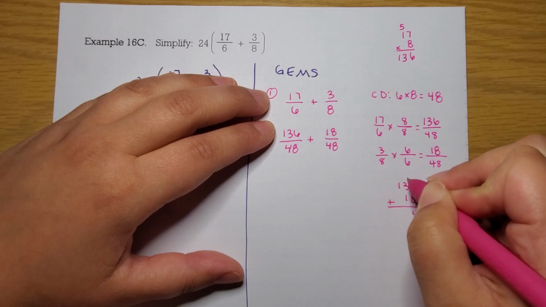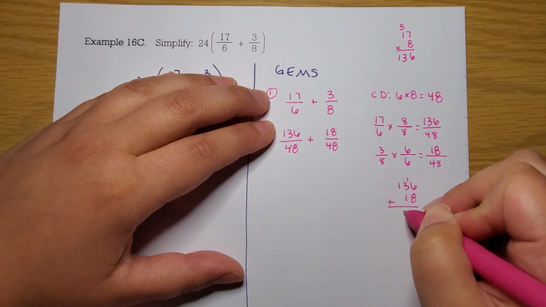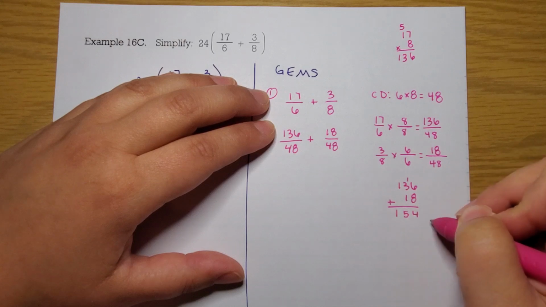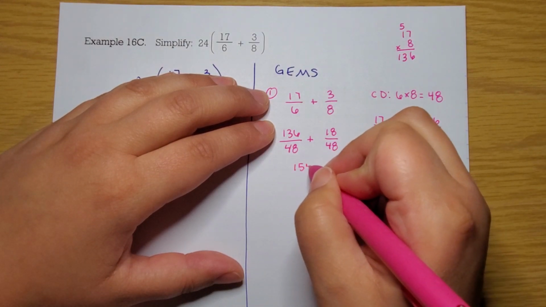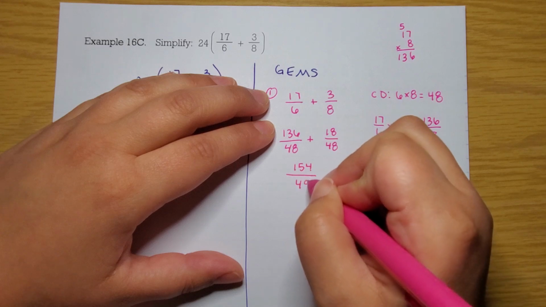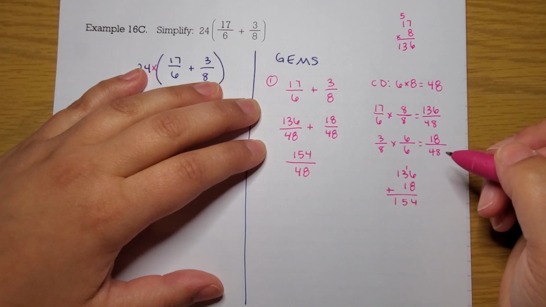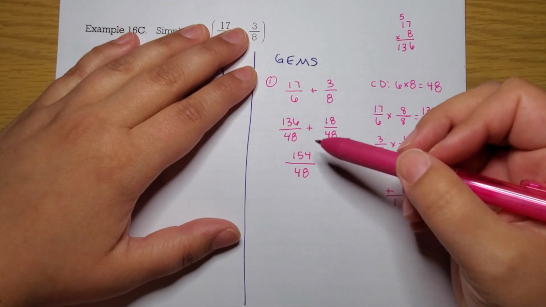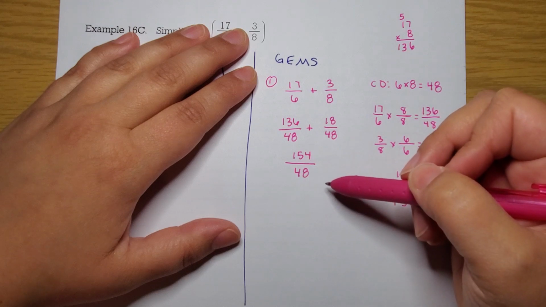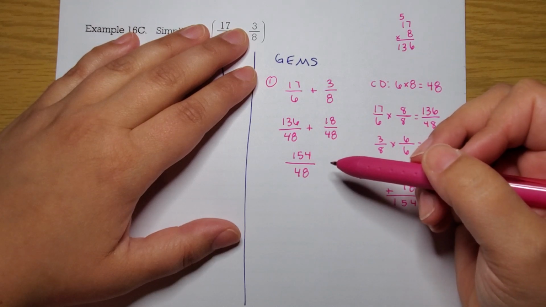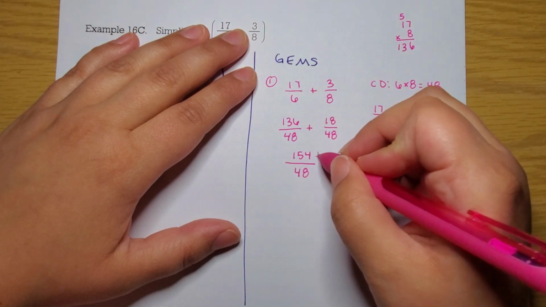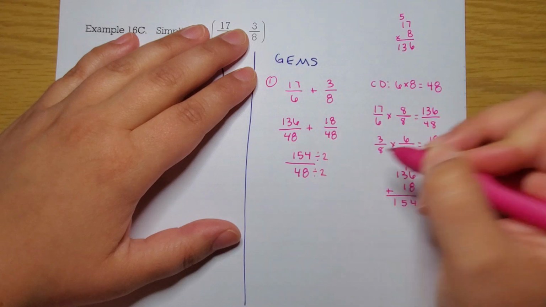gives me 14, 3, 4, 5, and a 1. So we get 154. And this is over 48. Whew, okay. Let's see if we can simplify, yeah? So we've got even numbers on both the top and the bottom. So I know that 2 is going to simplify these numbers. So let's divide the top and the bottom by 2.